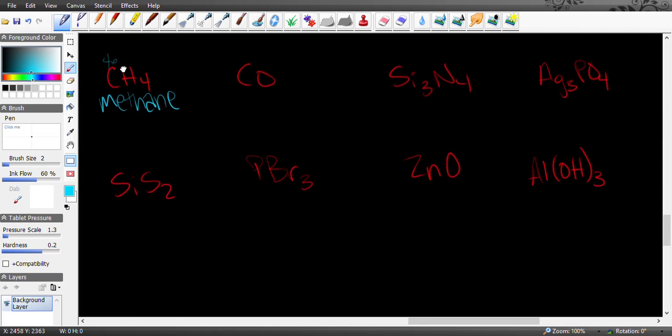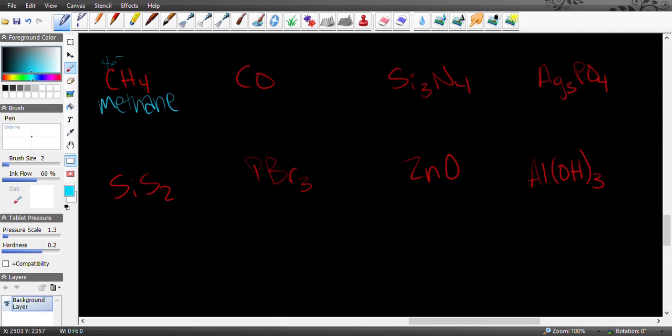Carbon has 4 electrons, and then hydrogen has 4 times 1 electron. So we have 8 total. Carbon in the center. We're going to draw our 4 bonds. And 2, 4, 6, 8, minus 8, 0. We're good to go. Octets filled, duets filled. All right. Anyways, so there's that. Carbon and oxygen.